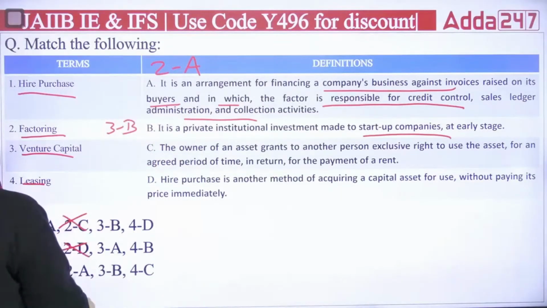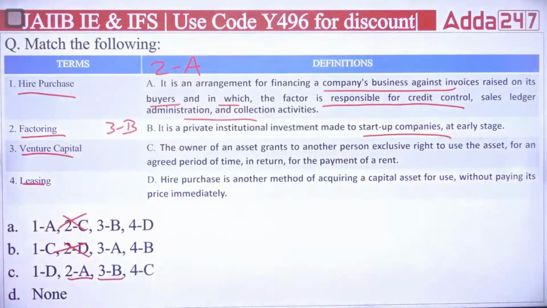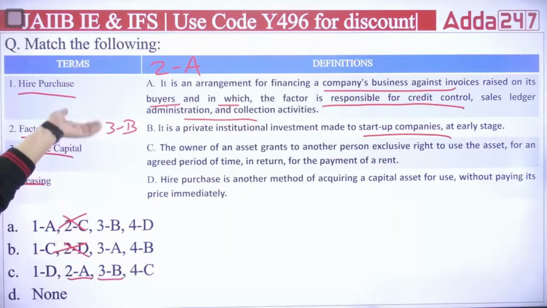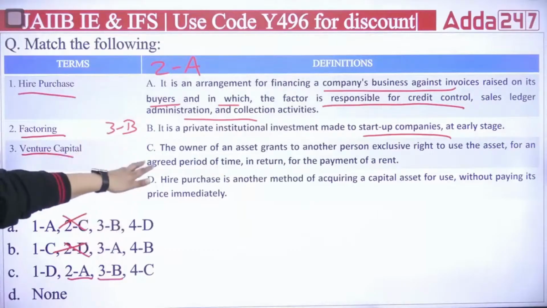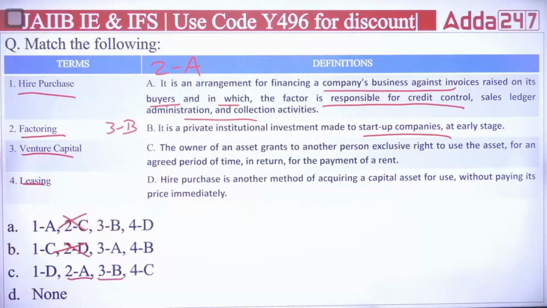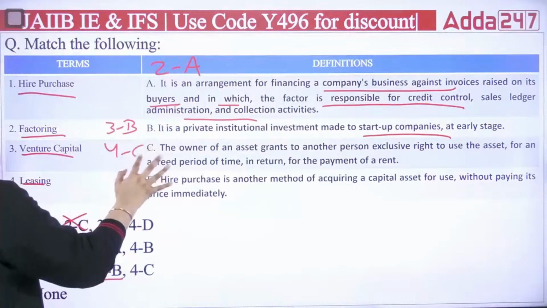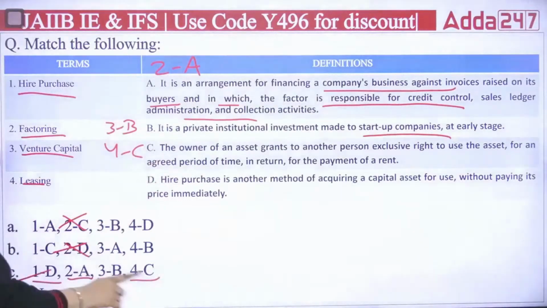So second is A and third is B have been matched. The owner of an asset grants to another person the exclusive right to use the asset for an agreed period of time in return for the payment of rent. So this is leasing. The fourth is C. Okay, fourth is C and the first is D. Right answer is C.